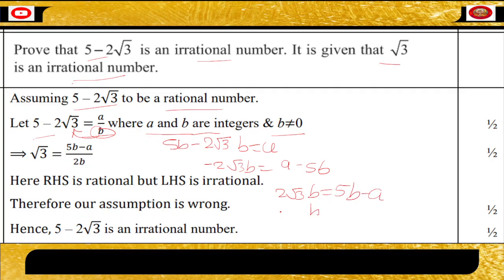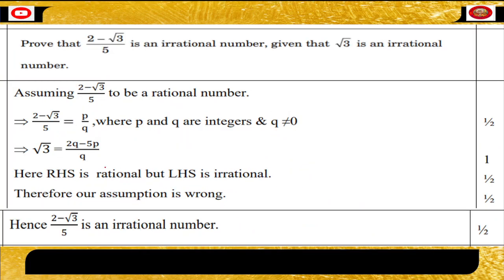So b into 2 root 3 is equal to 5b minus a. Here 2 into b is 2b. That is written here: root 3 is equal to 5b minus a divided by 2b. Here the RHS is a rational number, but the LHS is an irrational number. Therefore, our assumption is wrong. Hence, 5 minus 2 root 3 is an irrational number. Understand, students? The next question.